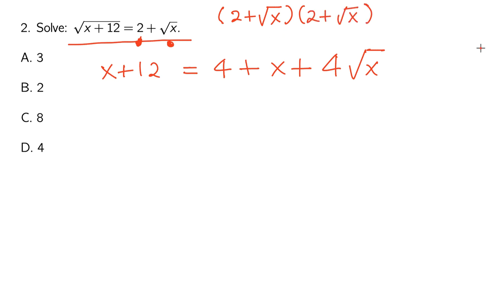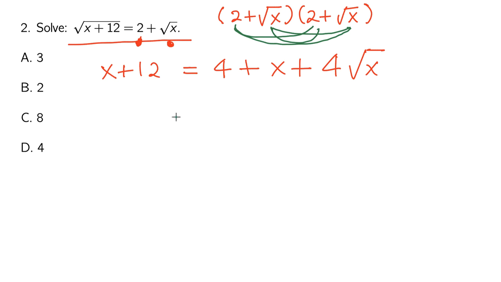If it's not clear, you can write it this way, and first multiply 2 by 2. That's how we got the 4. Then you can do 2 by square root of x, that's 2 times square root of x. Then you have square root of x times 2, which gives you another 2 times square root of x. If you add the two, that's how you get the 4 square root of x. And then you have square root of x times square root of x, which is x.